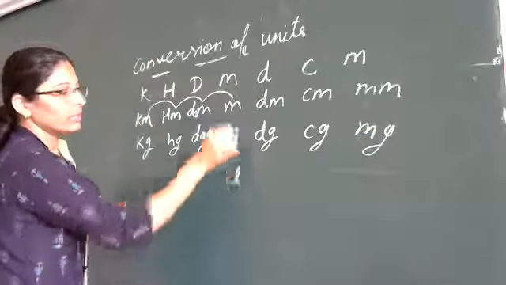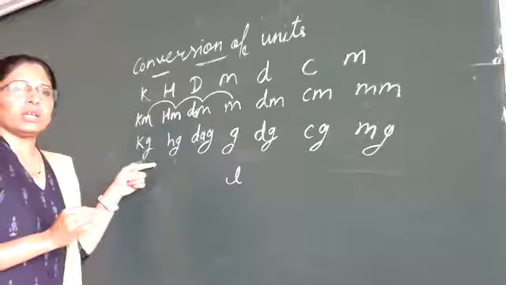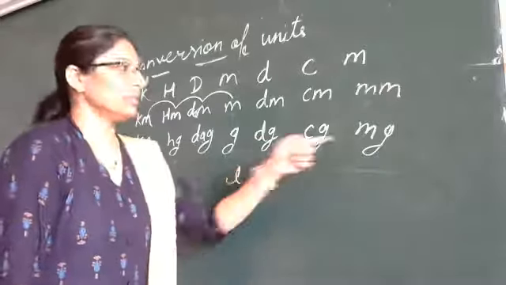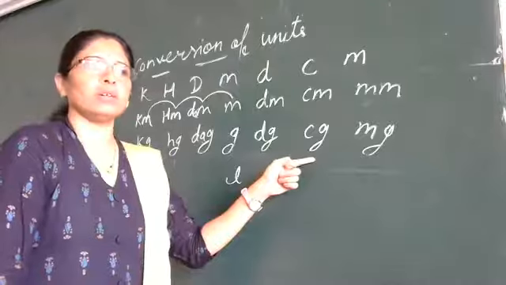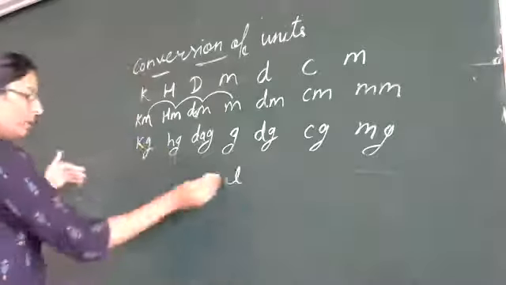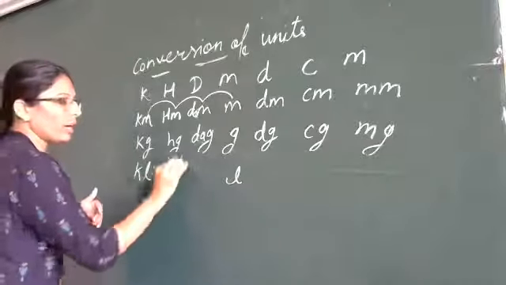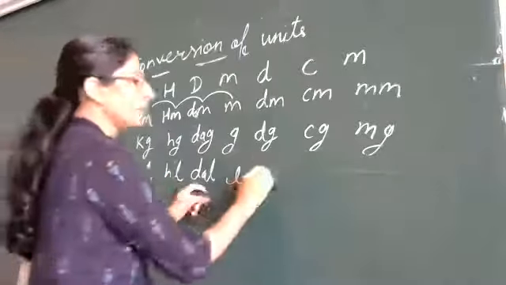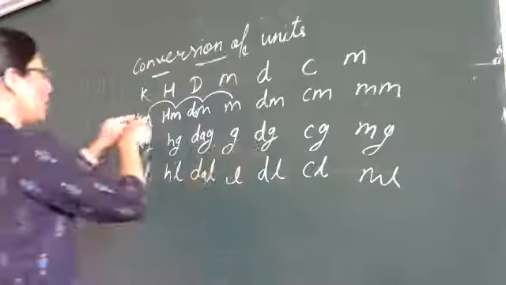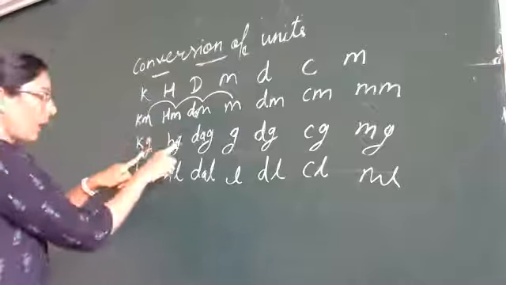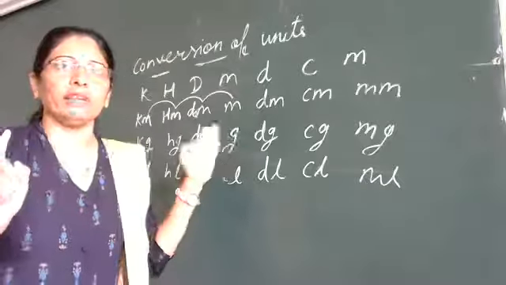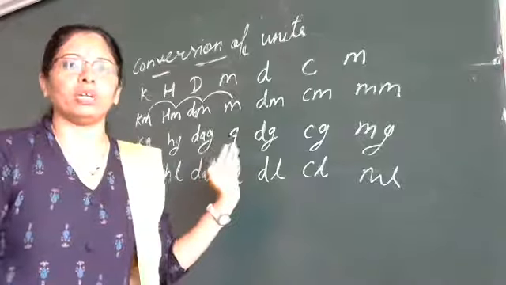So here liter: kilogram, hectogram, decagram, gram, decigram. This is milligram, this is centigram. These are units. This is liter. This is kiloliter, hectoliter, decaliter, deciliter, milliliter, and centiliter. Using this only we are multiplying. 1 kg is equal to 1000 gram, 1, 2, 3 times we are going. Depending on this only, if you don't remember this, you can't do any conversion.